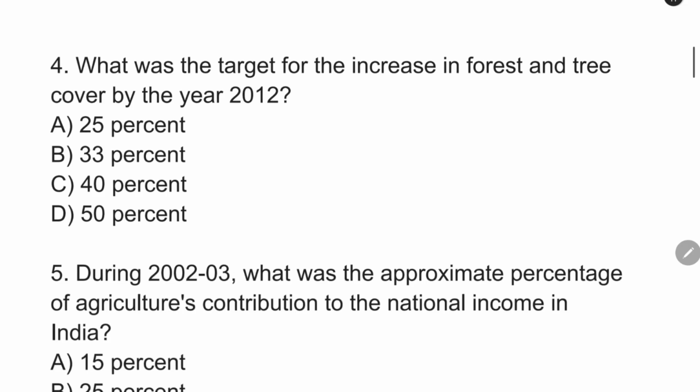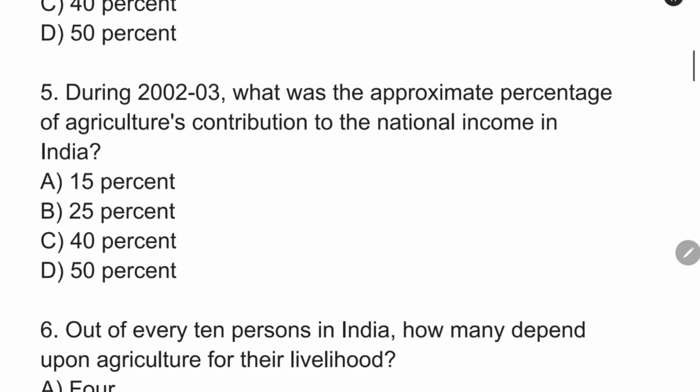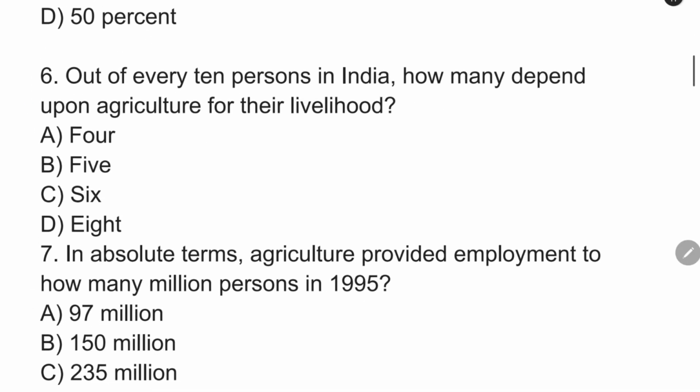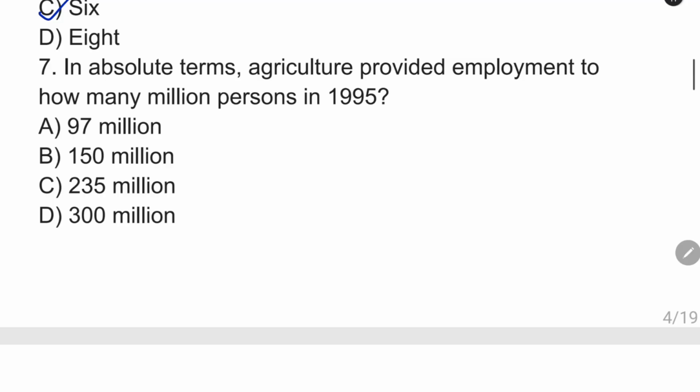What was the target for the increase in forest and tree cover by the year 2012? 33%. During 2002 to 2003, what was the approximate percentage of agriculture's contribution to the national income in India? 25%. Out of 10 in India, how many depend upon agriculture for their livelihood? 6. In absolute terms, agriculture provided employment to how many million persons in 1995? 97 million persons.